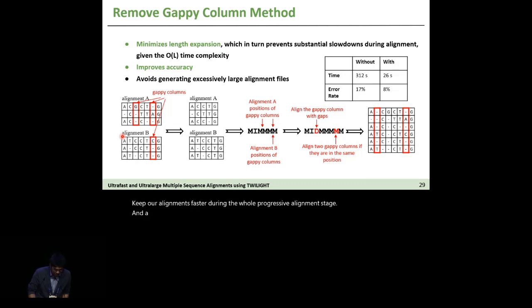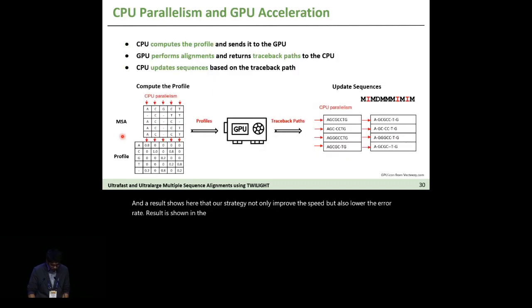And the result shows here that our strategy not only improves the speed, but also lowers the error rate. The result is shown in the table. Okay. In TWILIGHT, we also explore all the possible parallelism on both CPU and GPU. For the GPU version of TWILIGHT, the pipeline is shown here. The CPU will compute the profile, which turns the MSA into profiles, and will send the profile to the GPU. Then the GPU will do the alignment step, and then send the traceback back to the CPU. So as you can see here, for all the steps, if we can find any independency in it, then we will try to apply parallelism on it.